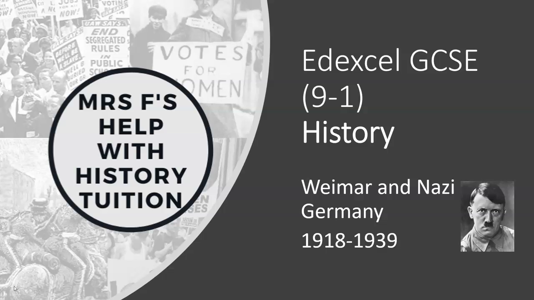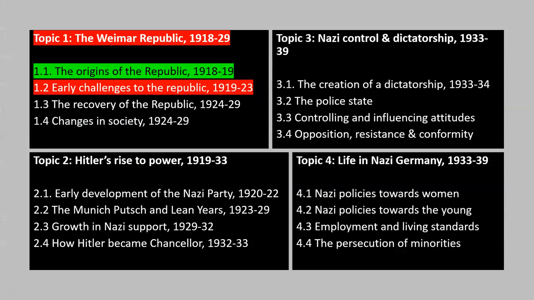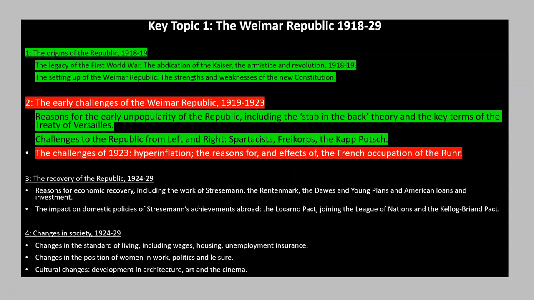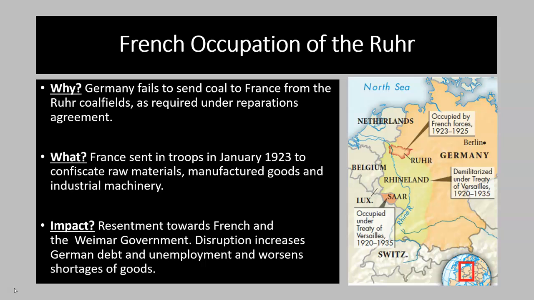I'm going to be following the Edexcel specification, but you'll find that a lot of the content is also relevant to other exam boards. This lesson is part of the early challenges to the Republic from 1919 to 1923. Last week we looked at the challenges to the Republic from left-wing and right-wing groups. In this lesson, we're going to look at hyperinflation, the reasons for and effects of the French occupation of the Ruhr. So let's start by looking at the causes of the French occupation of the Ruhr.